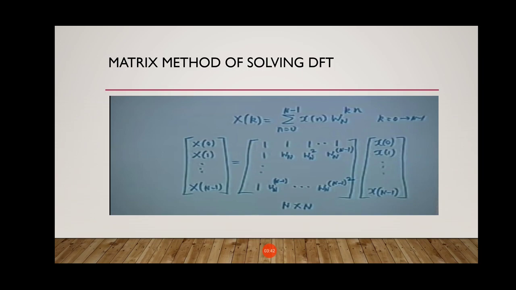This matrix, as we can notice, is an N by N matrix and is called the DFT matrix. Whenever we are asked to find the DFT of a sequence, we are already given the small x of n's. So if we can find the DFT matrix, we can easily find the DFT of the sequence. We will be solving the DFT of a sequence by the matrix method later as we proceed with the topic.